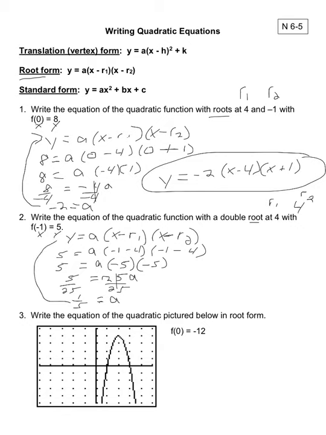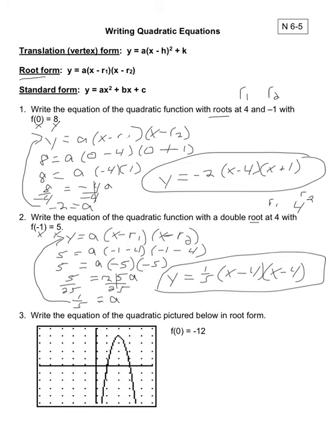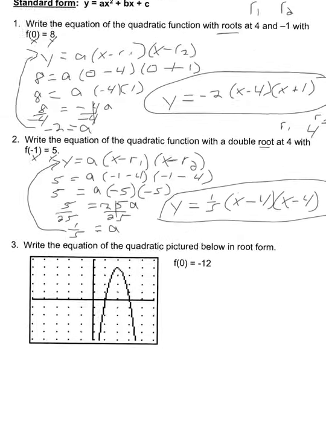I'm taking that a value and putting it right back into my original equation, putting my x and y back in. So I have y equals a, which is 1/5, parentheses, put my x back in, minus root 1 was 4, x minus root 2 is also 4. That is complete. Okay, taking a look at number 3 now.